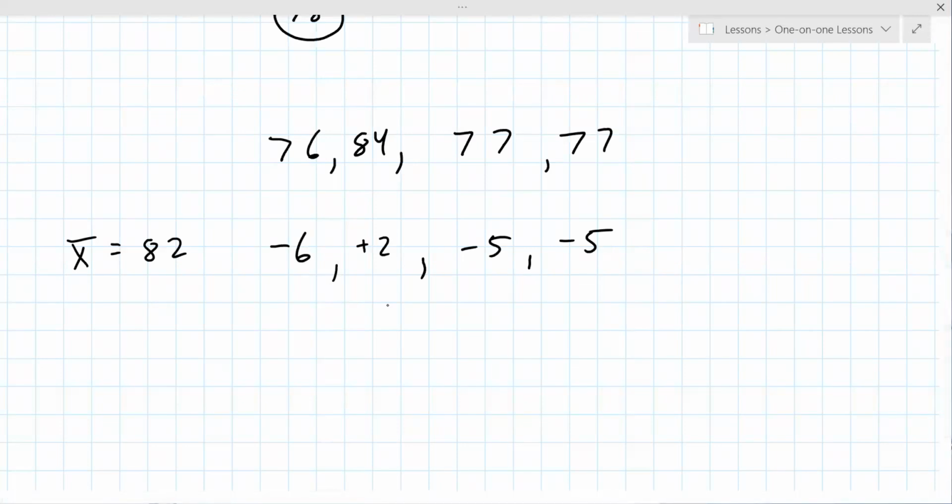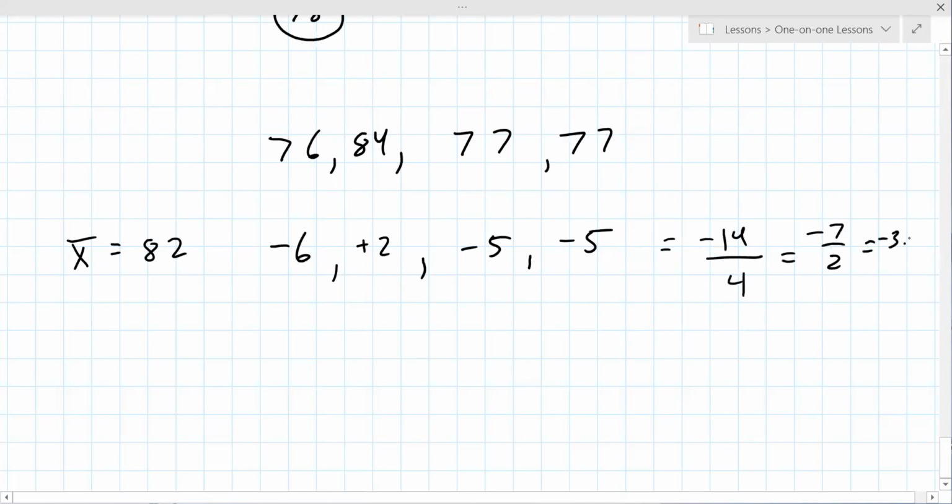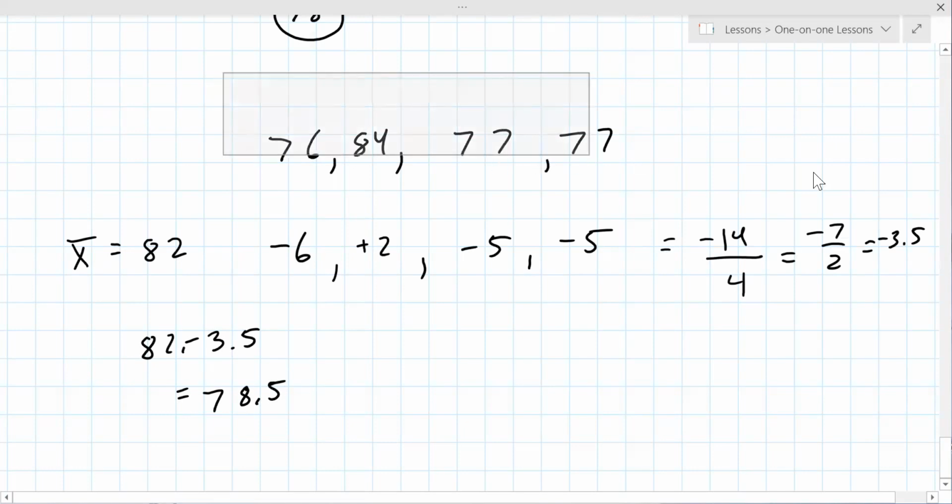-4 minus 5 is -9 minus 14. So if you divide that by 4, you end up getting -7 over 2, which is -3.5. That means you're too high. It's 82 minus 3.5, which is 78.5 on that.